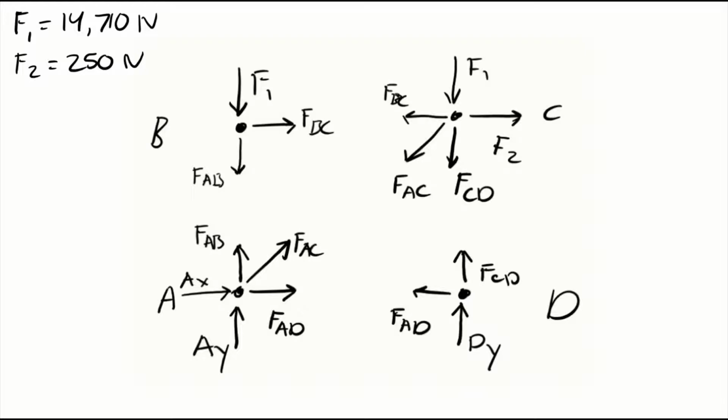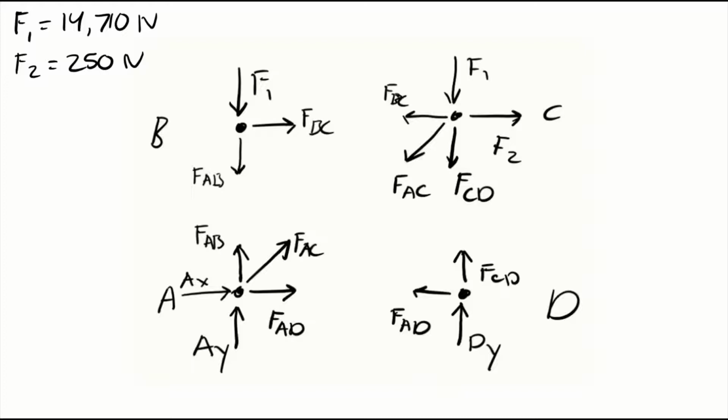So now that we have the truss broken up into its individual joints and all the forces at each joint drawn, the next step is to determine what joint to start the analysis at. When you're doing a truss analysis problem, you want to find a joint where the number of known forces equal the number of unknown forces.